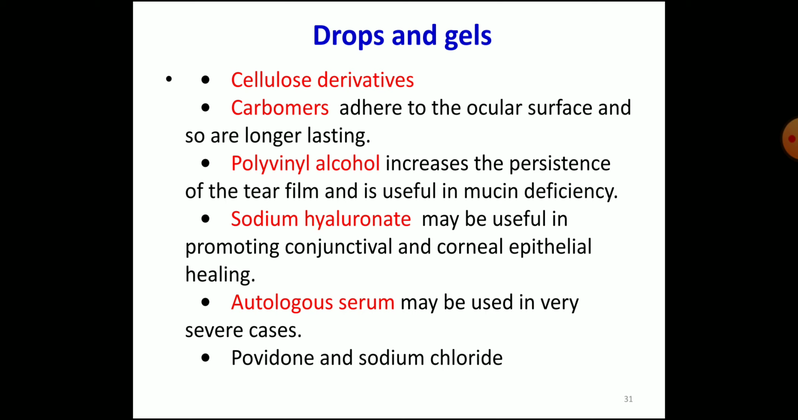Then sodium hyaluronate may be useful in promoting conjunctival and corneal epithelial healing. So when there is an injury of the conjunctiva or cornea, then sodium hyaluronate may be useful. That will promote the healing of the epithelial cells of the conjunctiva and the cornea. Then autologous serum may be used in very severe cases. When there is very severe dryness, then autologous serum can be used. Then povidone and sodium chloride can also be used.